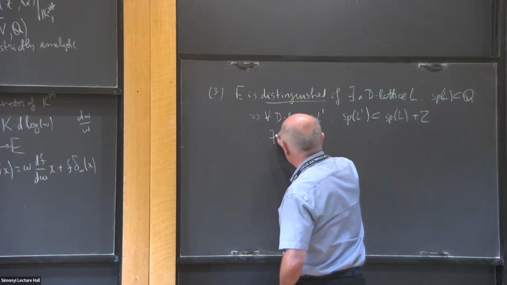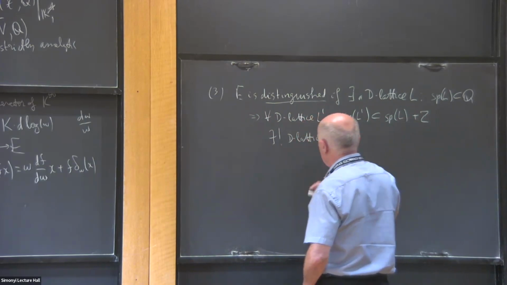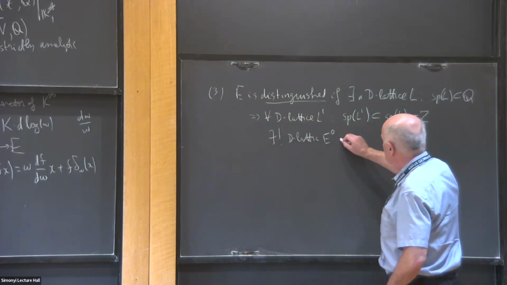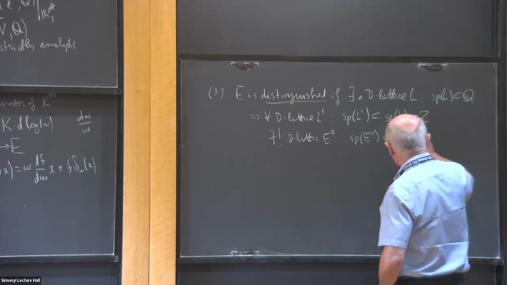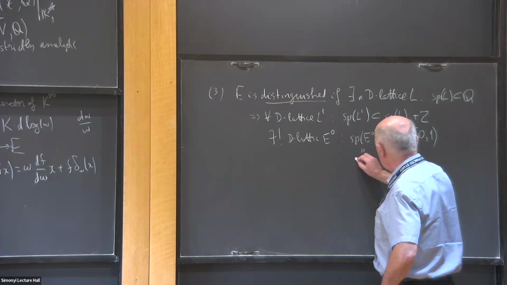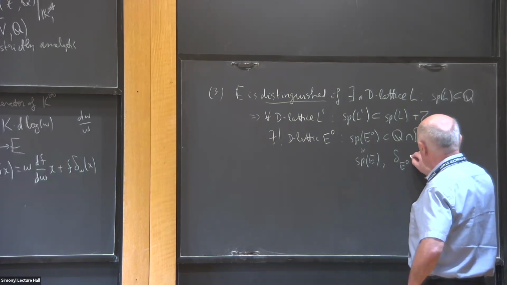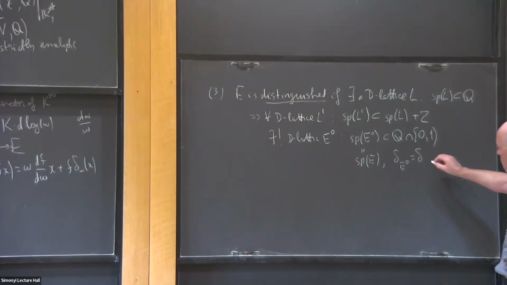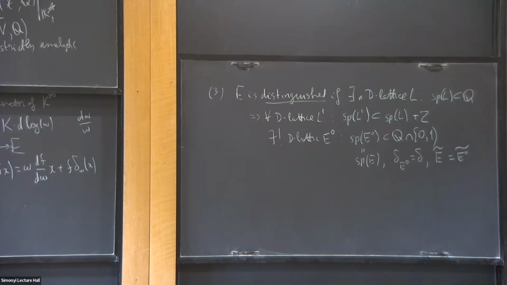And there exists a unique D-lattice, denoted like the ring of integers, such that the spectrum of E naught belongs to Q intersected with the unit semi-interval from 0 to 1. And so it's unique. Instead of the spectrum, we just write the residue of the connection δ on E naught, the quotient by the submodule generated by the maximal ideal.